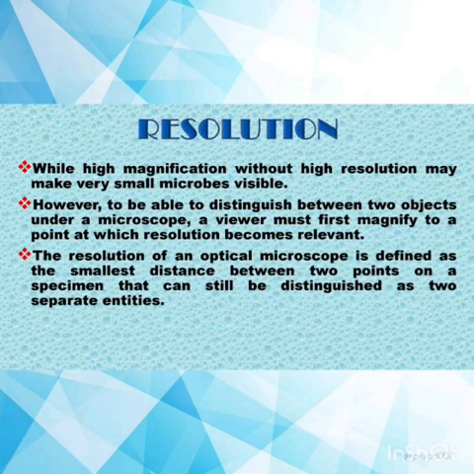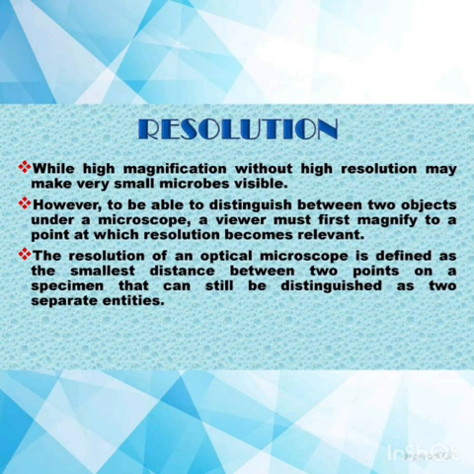Next, resolution. The term magnification is often confused with the term resolution, which describes the ability of an imaging system to show detail in the object that is being imaged. While high magnification without high resolution may make very small microbes visible, it will not allow the observer to distinguish between microbes or subcellular parts of a microbe.